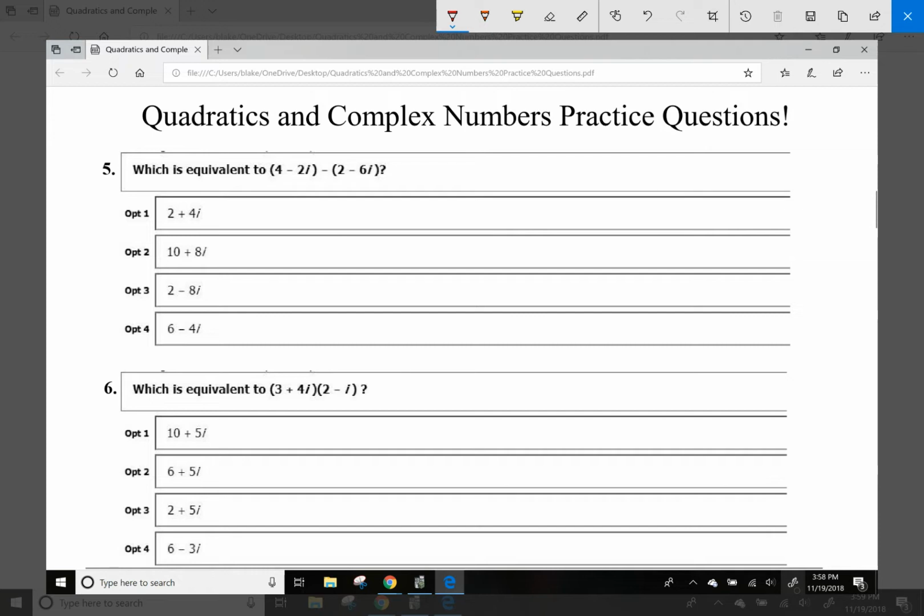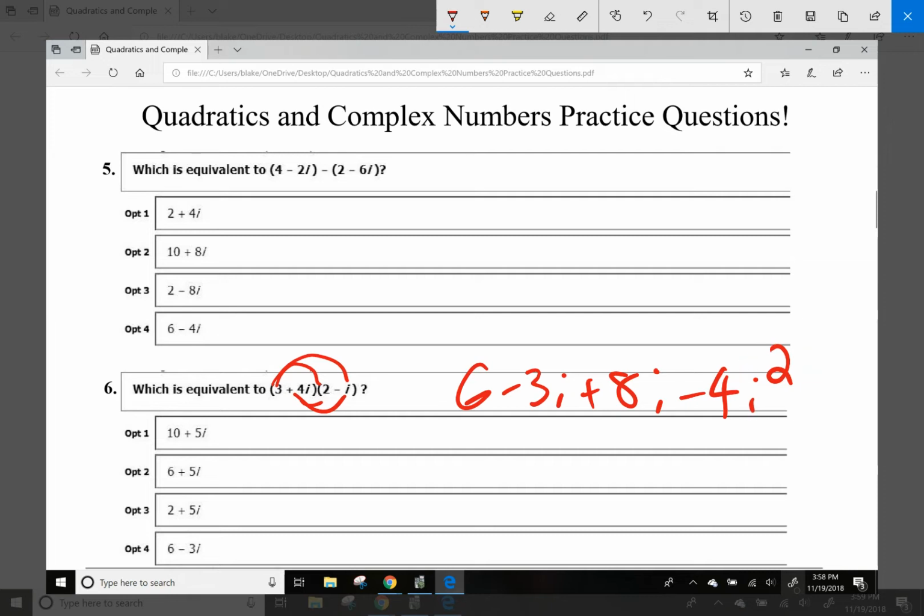And then, so number 6, notice there's no more plus sign, no more minus sign. This is multiplying. And when you're multiplying, you're going to have to FOIL. So 3 times 2 will make 6. 3 times -i will make -3i. 4i times 2 would make 8i. And then 4i times -i. So 4 and -1 make -4. And then i and i make i squared. So you have to be very, very aware of the i squared here.